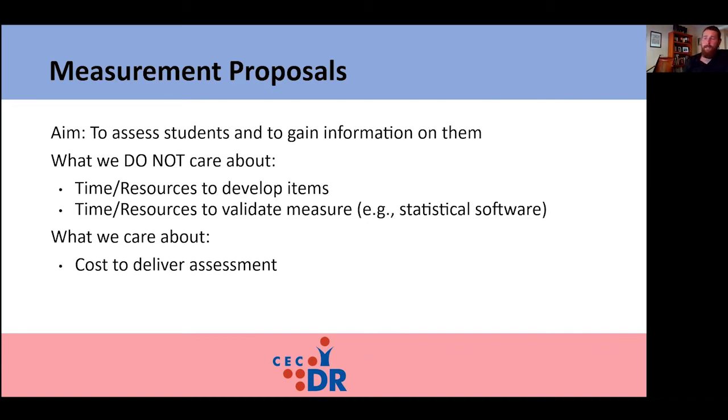So in terms of estimating cost, we don't care about the time or resources it took to develop the items. Any focus groups that you're doing to determine what items should be written or changed, that's not what we're talking about. And we're also not talking about the time or resources it takes to actually validate the measure. Here I'm talking about the actual statistical analyses that are done, the IRT scaling, whatever it is that's being done. Those don't enter into the picture of cost. What we do care about, however, is the cost to deliver that assessment. So that's the end goal here.